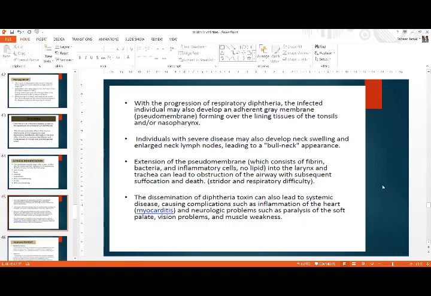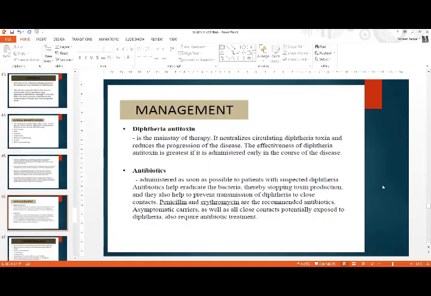Management is through diphtheria antitoxin. It is a mainstay of therapy. It neutralizes circulating diphtheria toxin and reduces the progression of the disease. Antibiotics are administered as soon as possible to suspected diphtheria patients. They help eradicate the bacteria, stop toxin production, and prevent transmission of bacteria to close contacts. Penicillin and erythromycin are available. Asymptomatic carriers as well as all close contacts potentially exposed to diphtheria also receive antibiotic treatment.